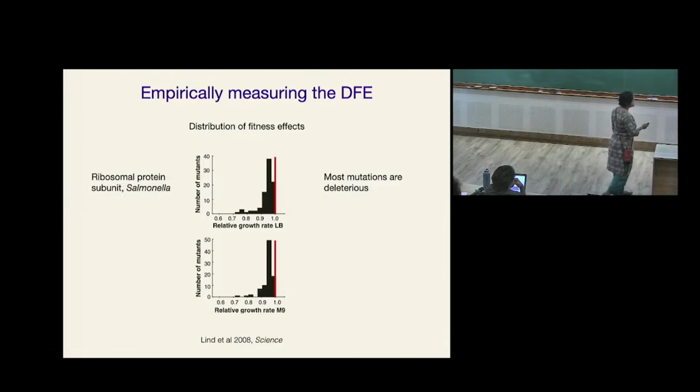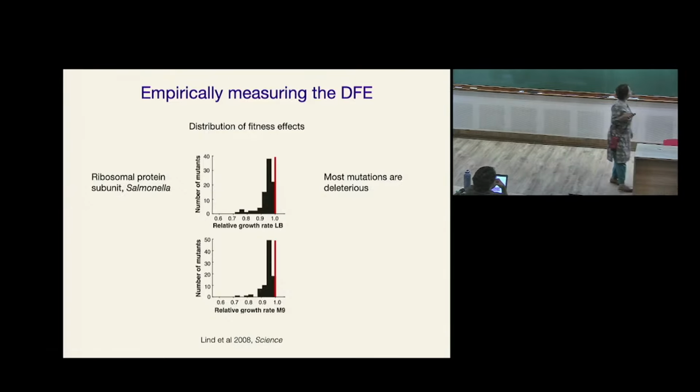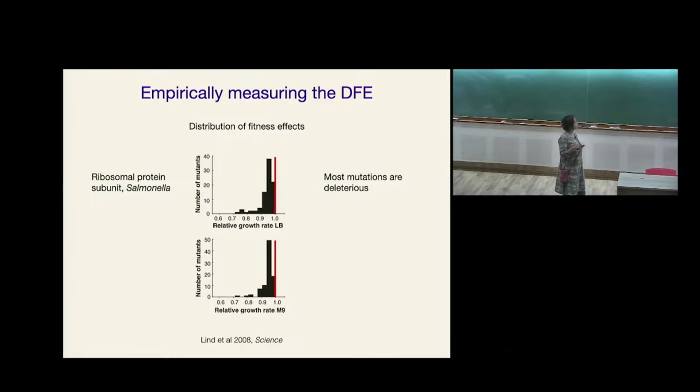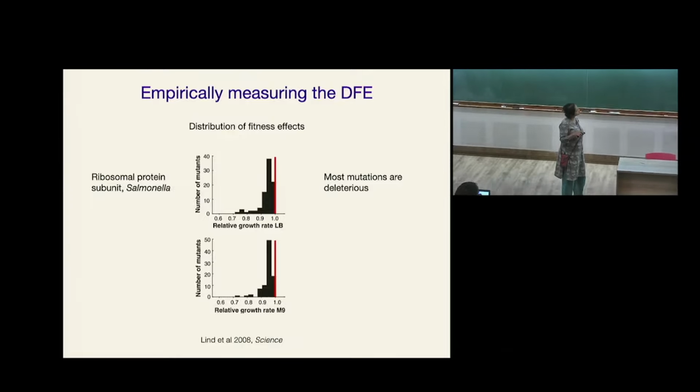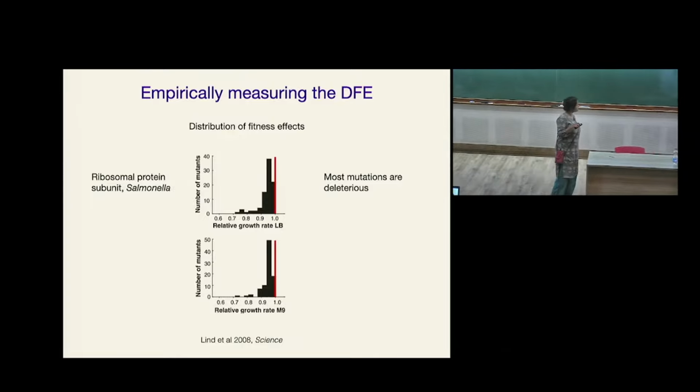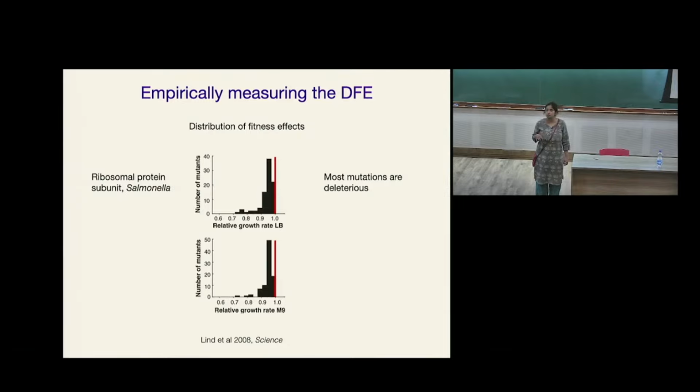I want to show you a few different kinds of information. Here are people who, about 10, 12 years ago, made mutations in the ribosomal protein, which is a very important protein in bacteria, part of the ribosome, so you can't do translation without it. And what they found in Salmonella is that most mutations are deleterious, as you might have expected, especially for an important gene like this, which has presumably been optimized for its function over evolutionary time.